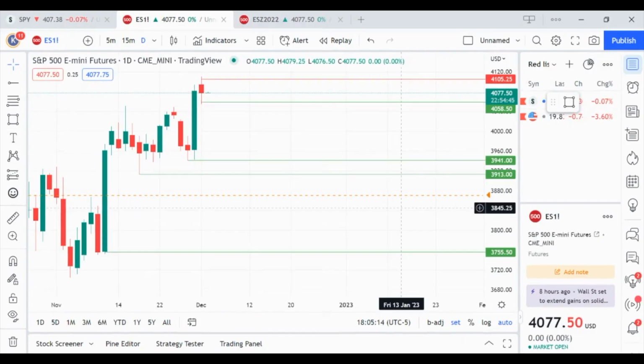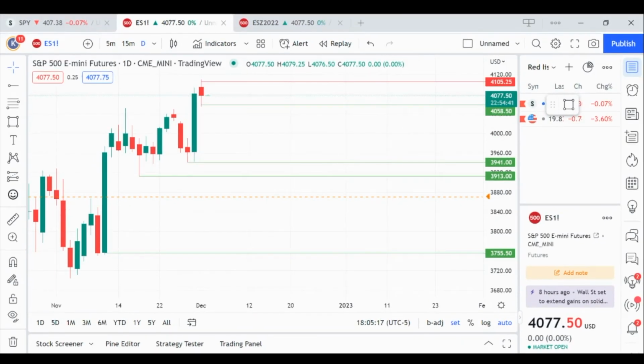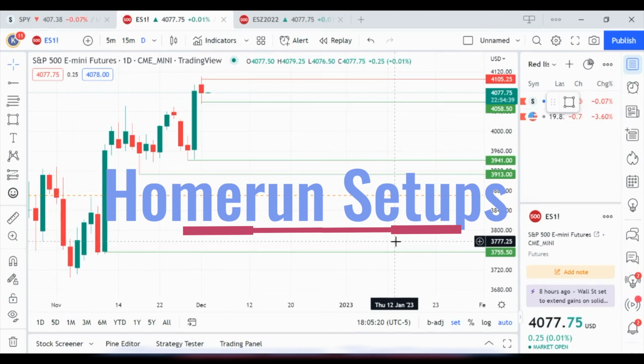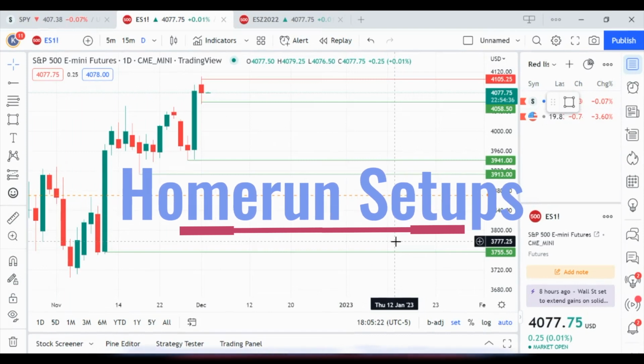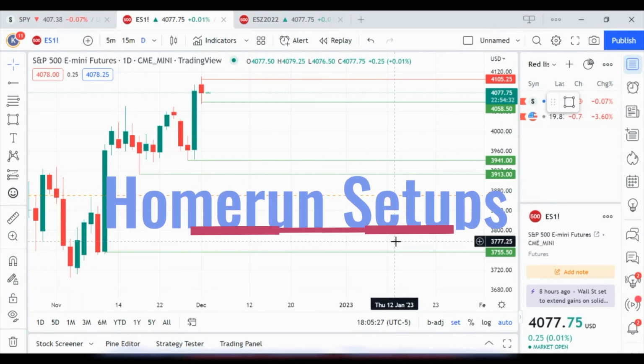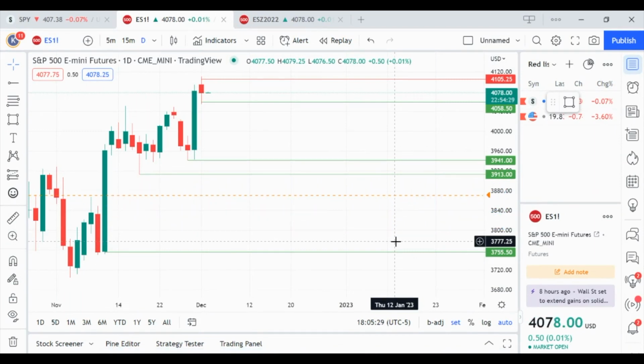Alright guys, so in this video, we're going to talk all about how to quickly find home run setups on a day-to-day basis. So these are your real exciting trades, your big bang for your buck, your really high reward to risk trades. So let's get right into it and we'll give you some criteria to look for.